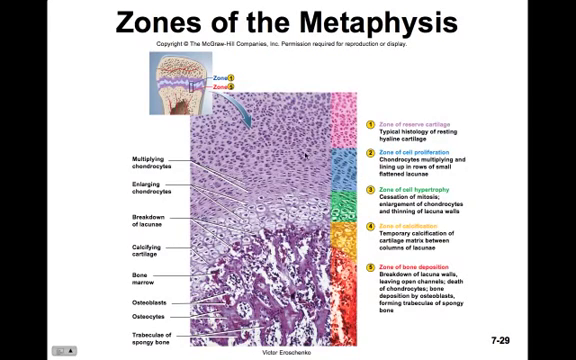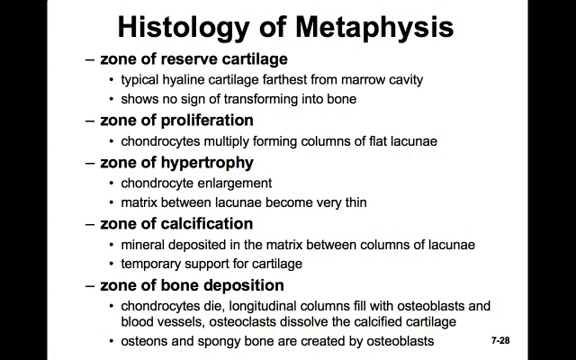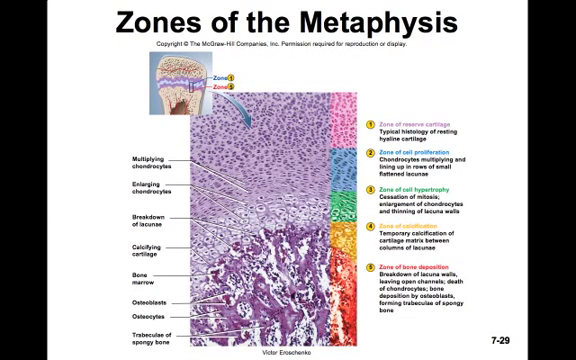You can see all these zones illustrated here in this figure. We'll come back to here and look at it in more detail shortly. We'll see several different zones. There's a zone of reserve cartilage, a zone of proliferation, a zone of hypertrophy, and then we start getting into the calcification, zone of calcification, and a zone of bone deposition. Before we get into the super details of this, let's look at what this picture is showing us.